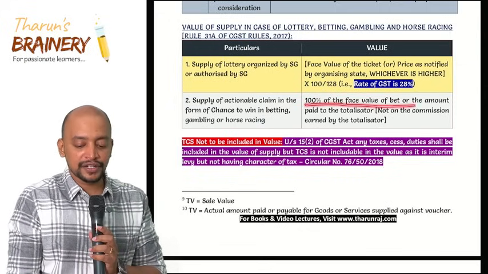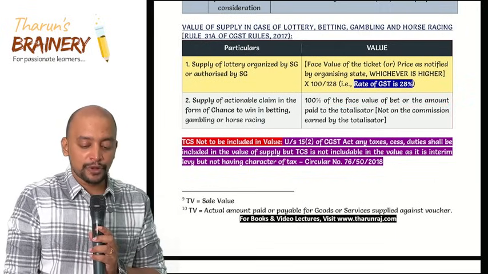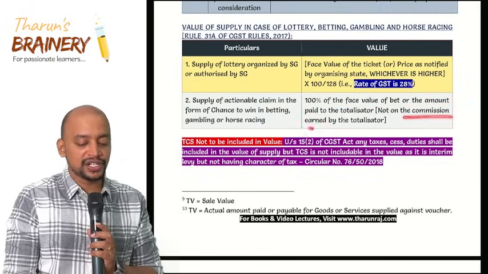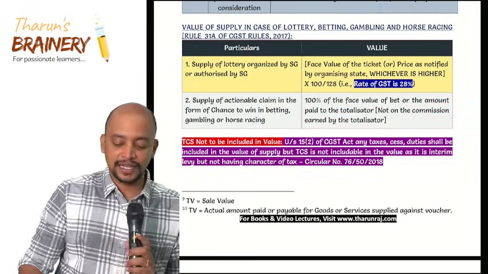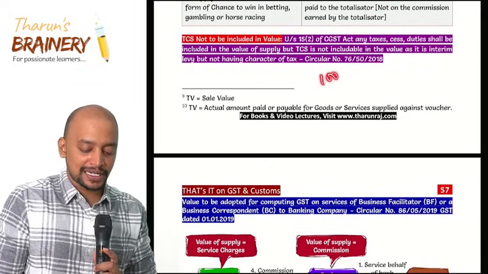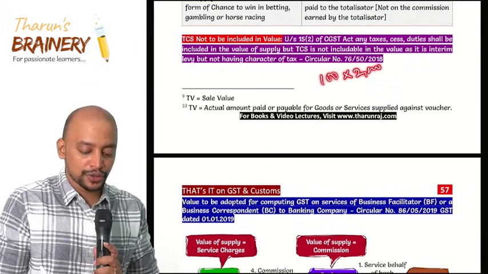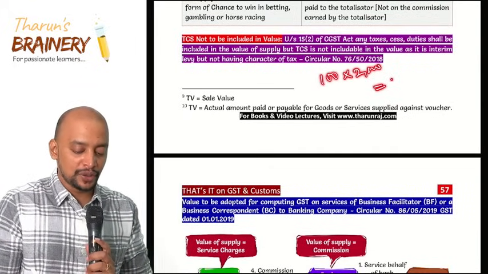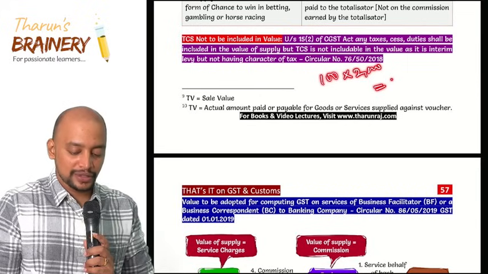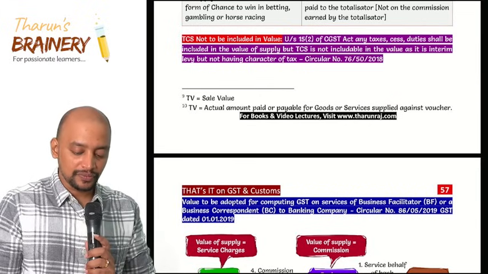So 100% of the face value of the bet, or the amount paid to the totalizer, not on the commission earned by the totalizer. Say for example, 100 people are participating in the bet. Each person paid 2000 rupees. So what is the total bet value? 2000 into 100. So that will be 2 lakhs.